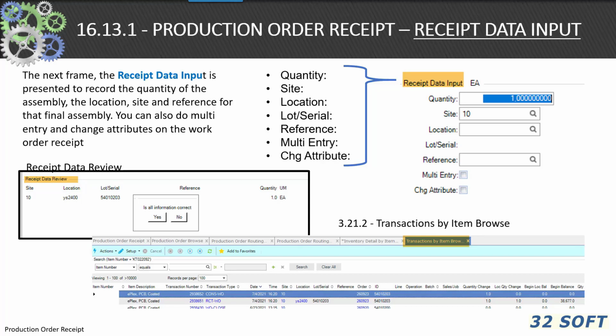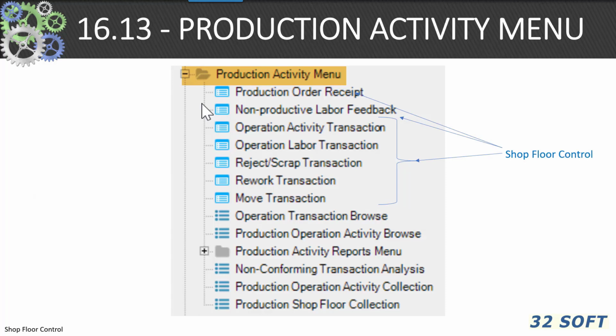And then it's always a good idea to go back into 3.21.2, the transaction by item browse, just to make sure that everything processed properly.